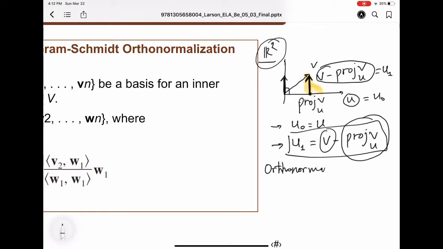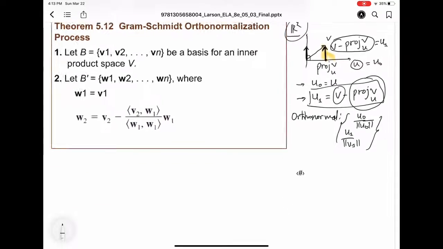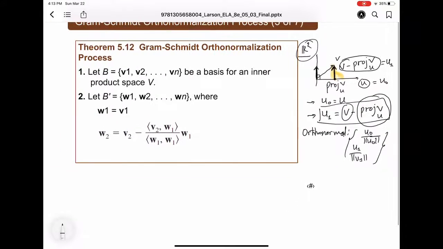Orthonormal. You can normalize them how? You just divide U0 over the norm of U0, and then you divide U1 over the norm of U1, right? So you have an orthonormal basis from U and V. That is the picture for R2, and that's what you can see from here.